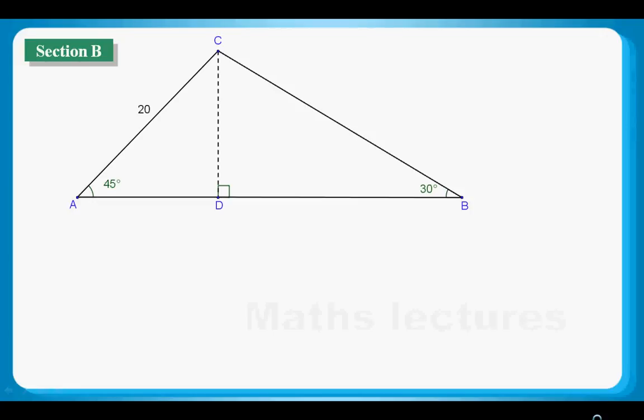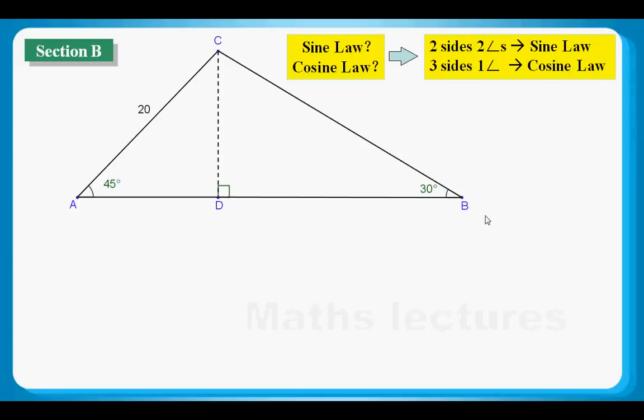For any scalene triangle, if we need to find some angles or lengths, we usually use sine law or cosine law. But when do we use sine law and when do we use cosine law? Is this easy? When we talk about the relationships between two sides and two angles, then it is sine law. Otherwise, when we talk about three sides and an angle, it is cosine law.